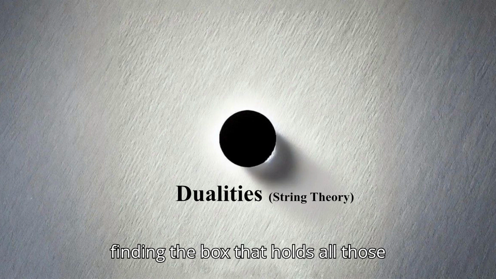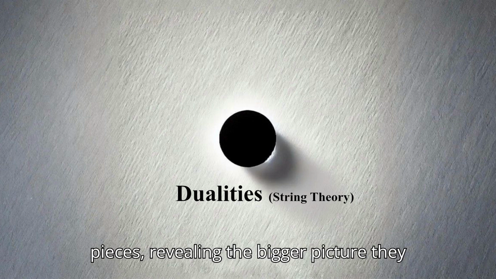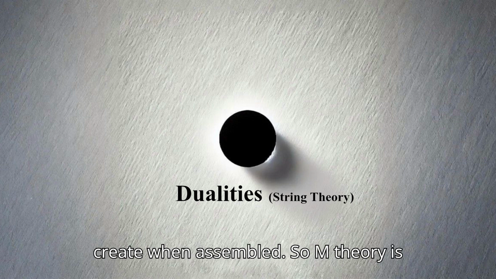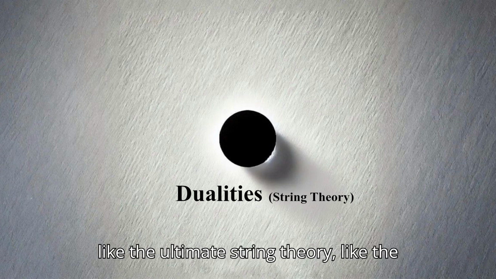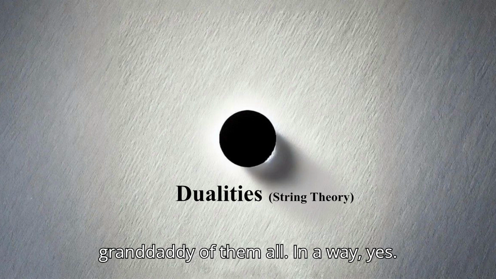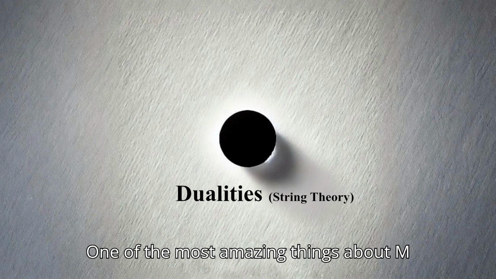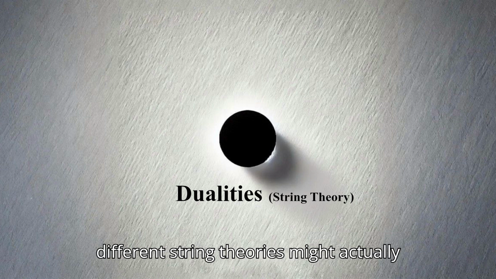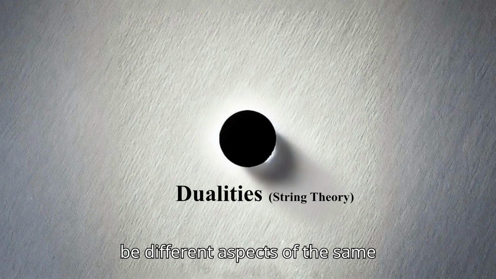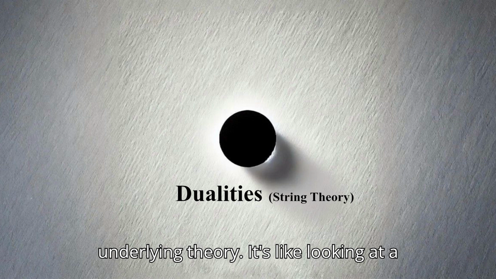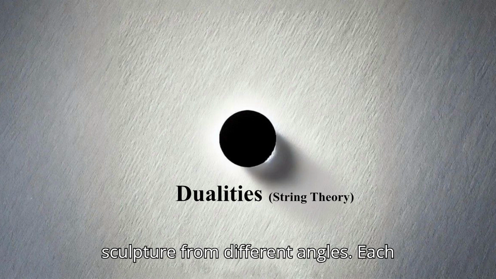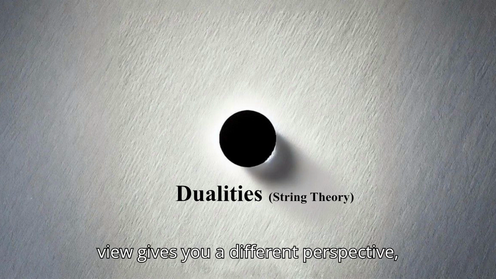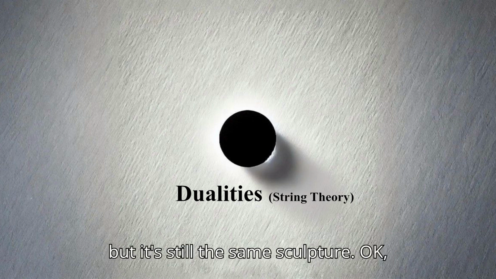M-theory is like finding the box that holds all those pieces, revealing the bigger picture they create when assembled. So M-theory is like the ultimate string theory, the granddaddy of them all. In a way, yes. One of the most amazing things about M-theory is that it suggests all the different string theories might actually be different aspects of the same underlying theory. It's like looking at a sculpture from different angles. Each view gives you a different perspective, but it's still the same sculpture.